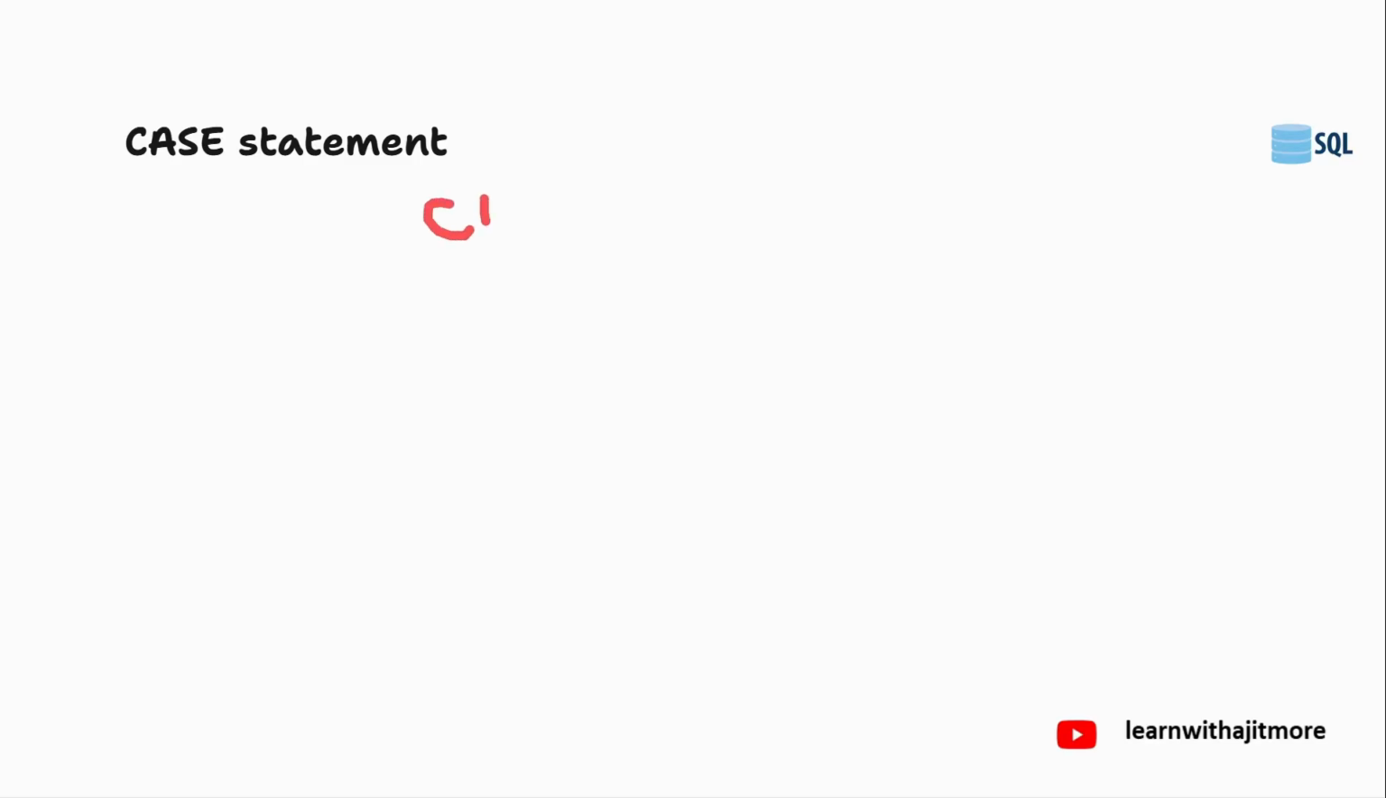Correct? If condition 1, I'll perform this. But if it is false, then I'll check for some other condition. Yes, then I'll perform action 2. No, then directly action 3. Like that. If you have multiple conditions, you can do it.